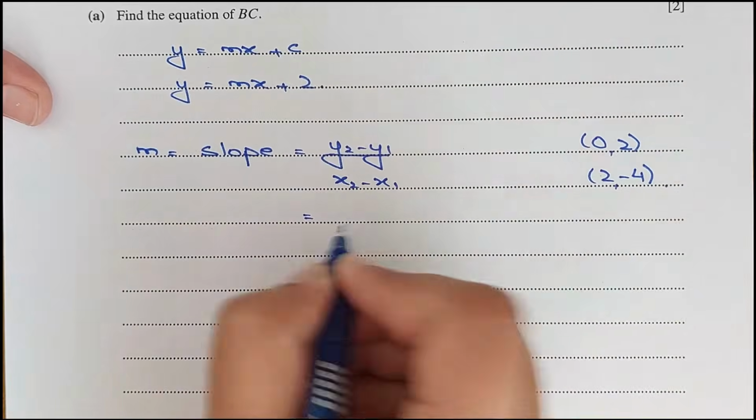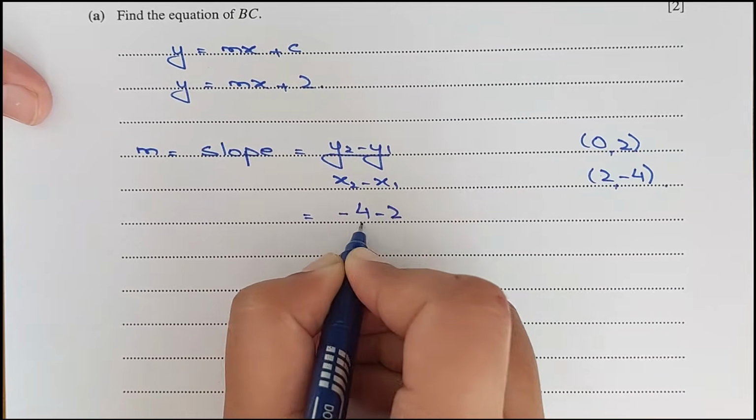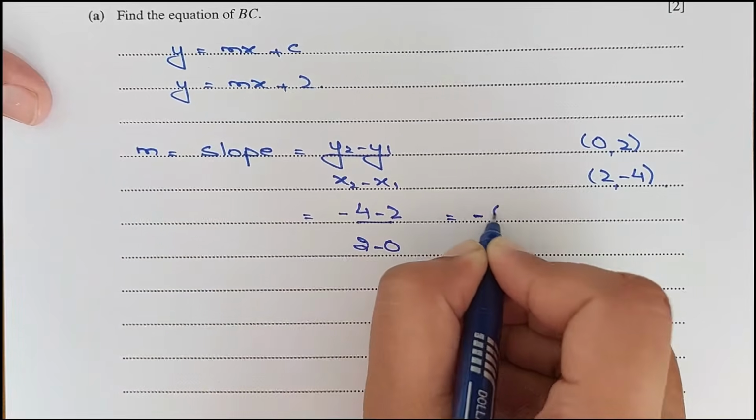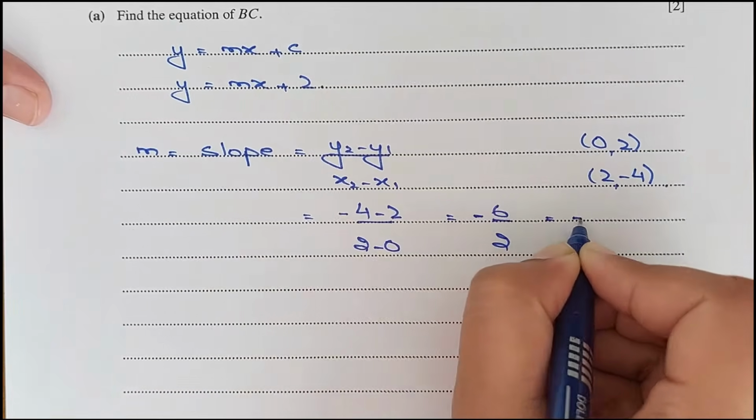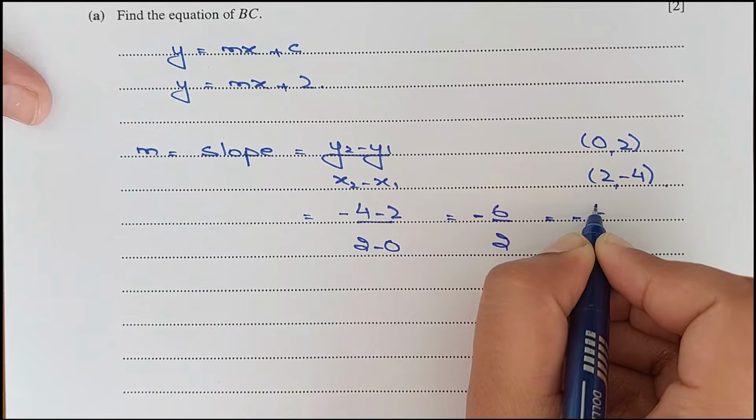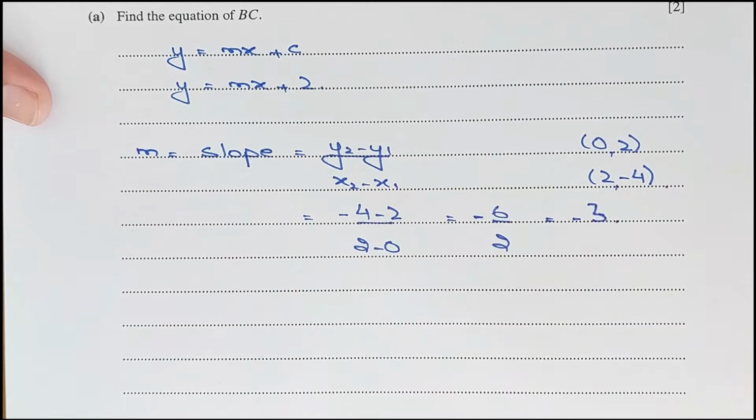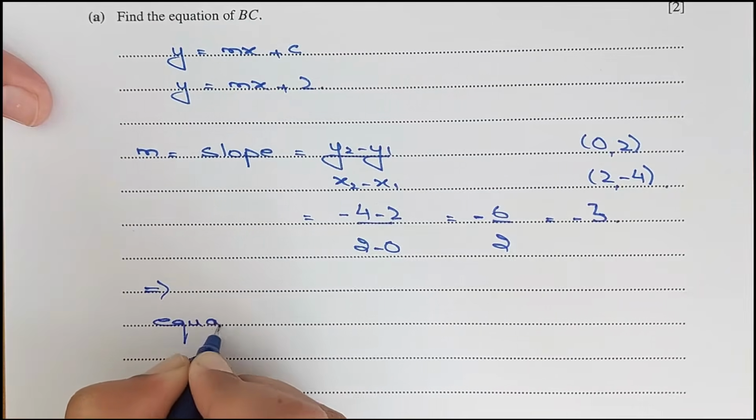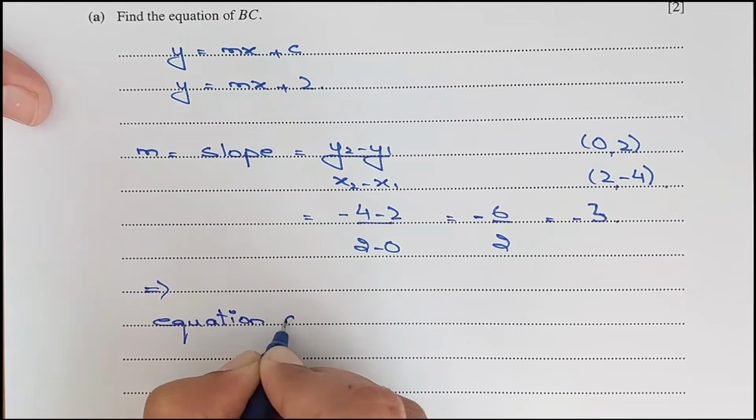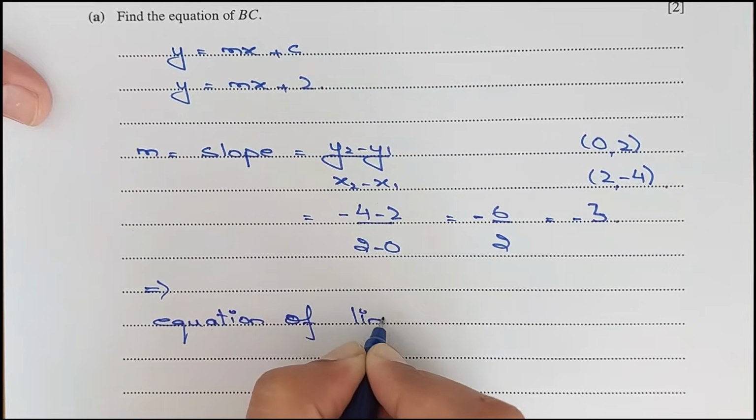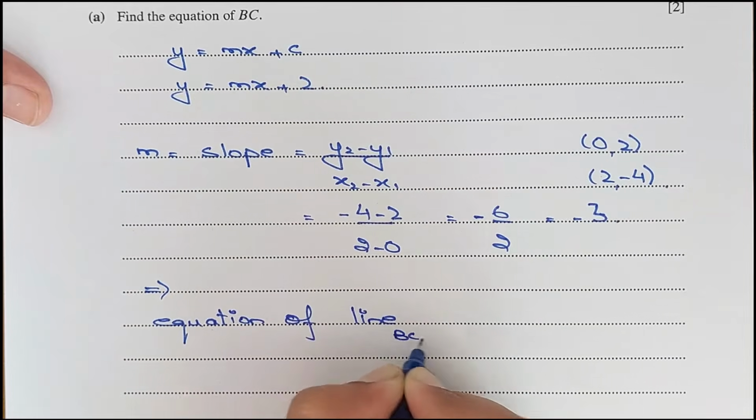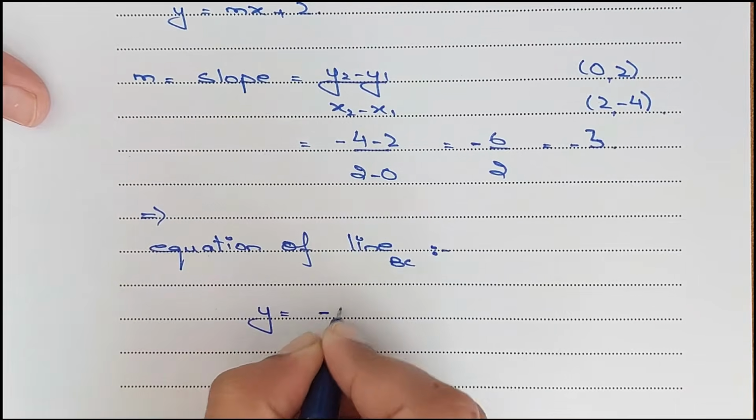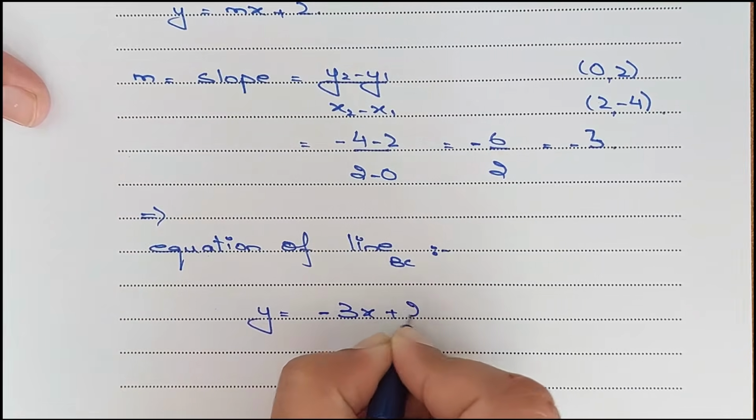So we have y2 minus y1, that is negative 4 minus 2, over x2 minus x1, which is 2 minus 0. That is negative 6 over 2, which is equal to negative 3, since 2 times 3 is 6. Yes, negative 3 is the slope. So we can say the equation of line BC is y equals mx plus c, which is y equals minus 3x plus 2.